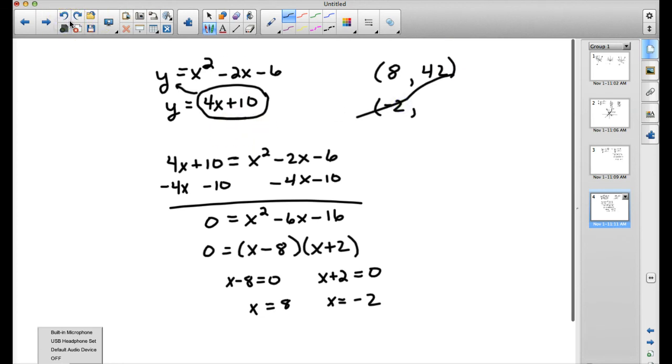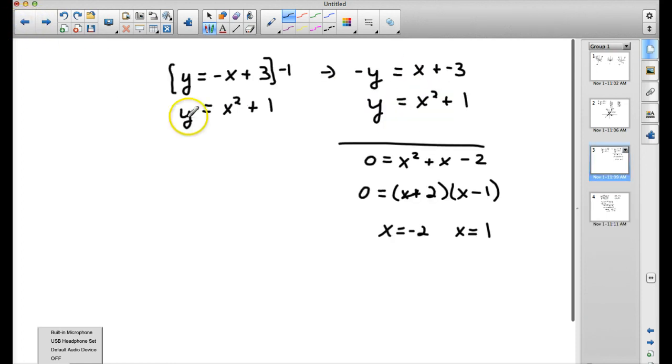I always go back to the easier of the two equations. So like on negative 2, I'm going to go to this equation. 4 times negative 2 is negative 8, plus 10 is 2. So my graph is going to cross in those two spots.